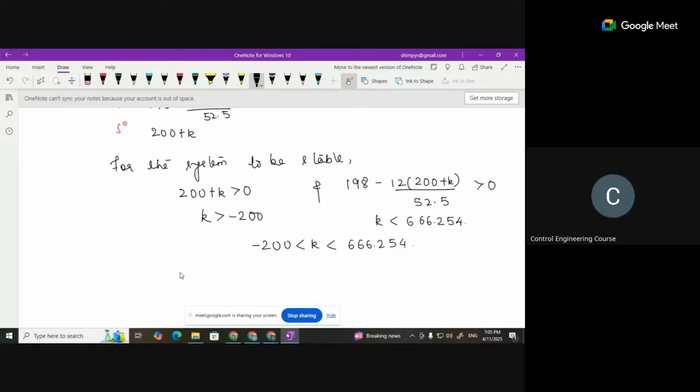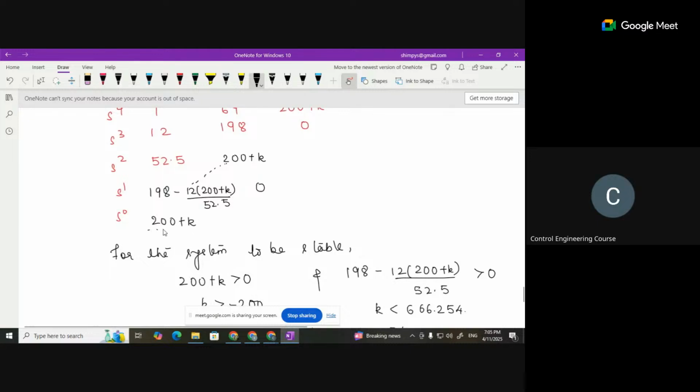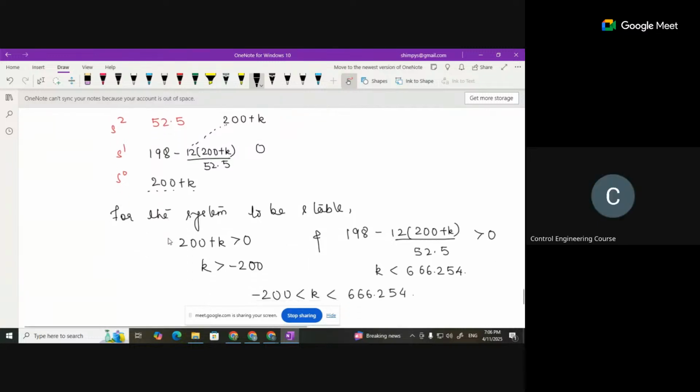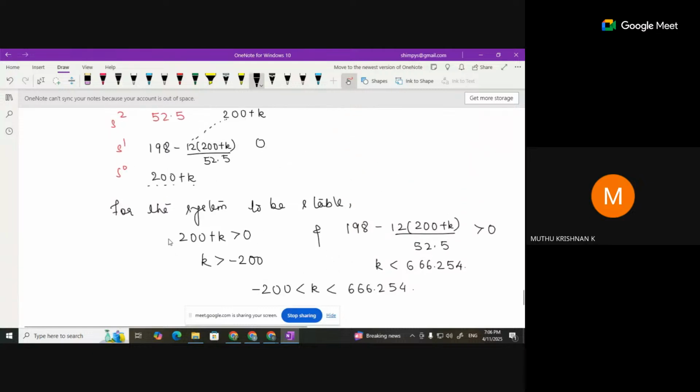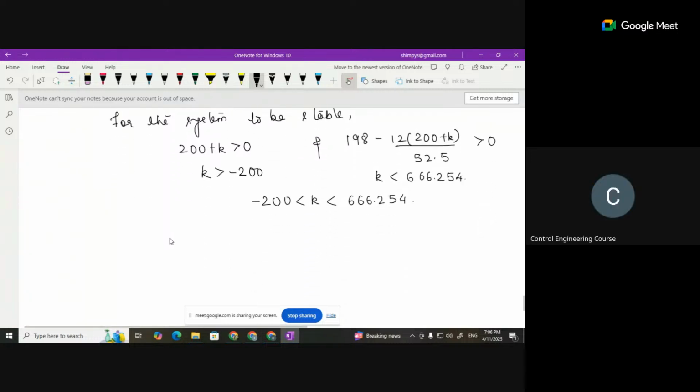Ma'am, here we can have negative k also. Obviously, we have obtained it here, because if k is negative, this will become 0, and there is no sign change here, and my system is going to be stable. So only in root locus we take k greater than 0, but here we can have negative k also. Yes. Now I'm giving you one more question.